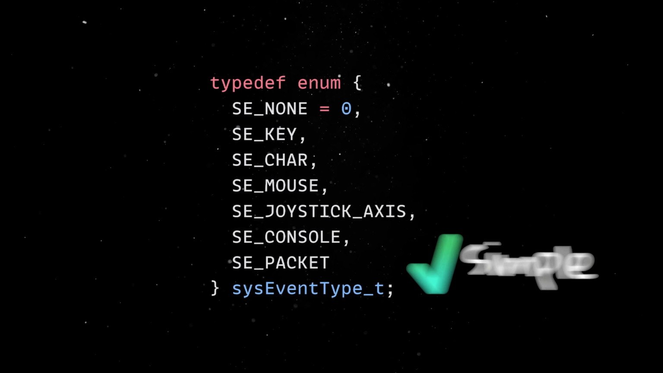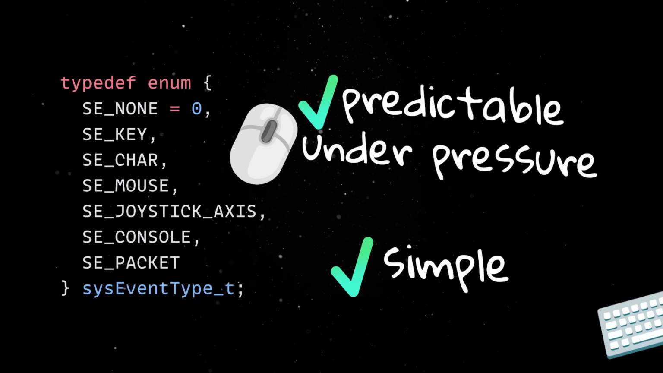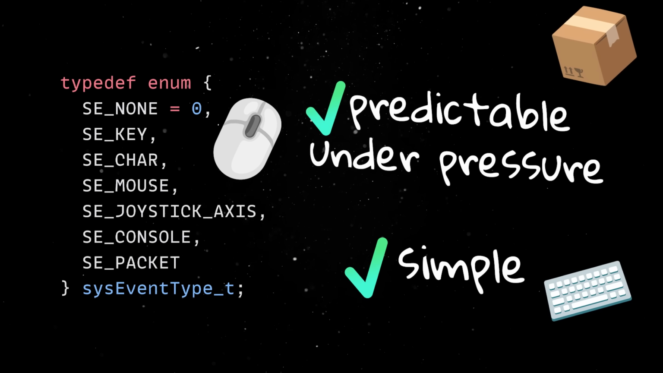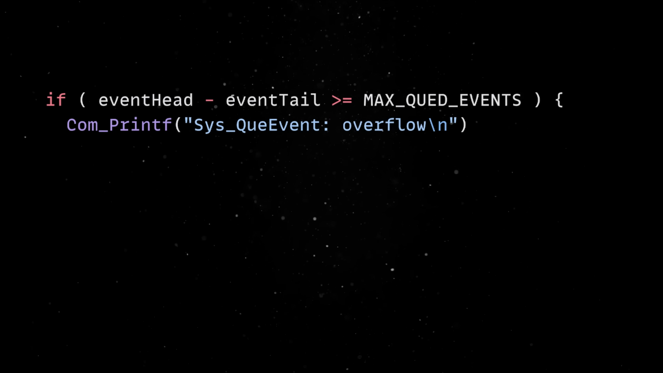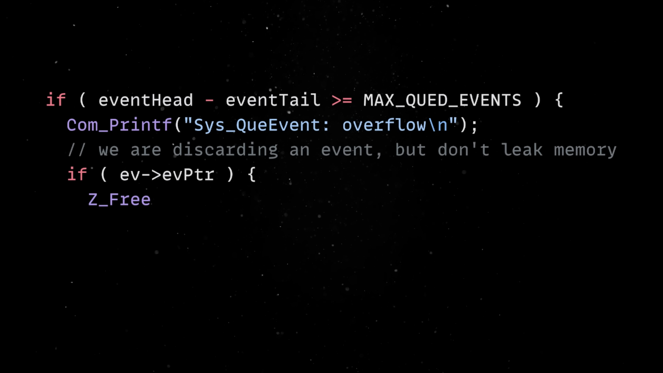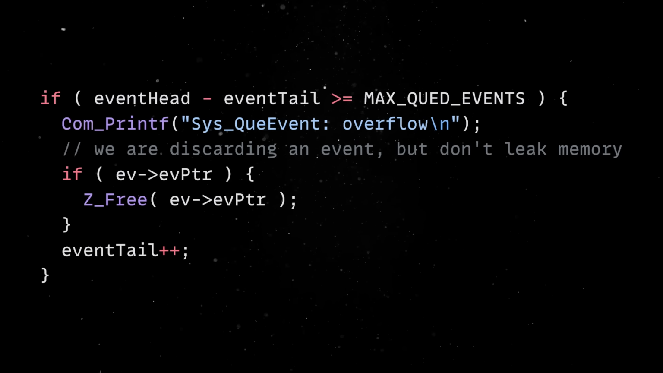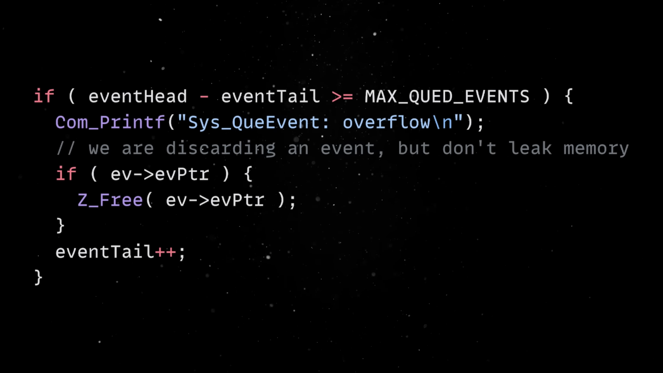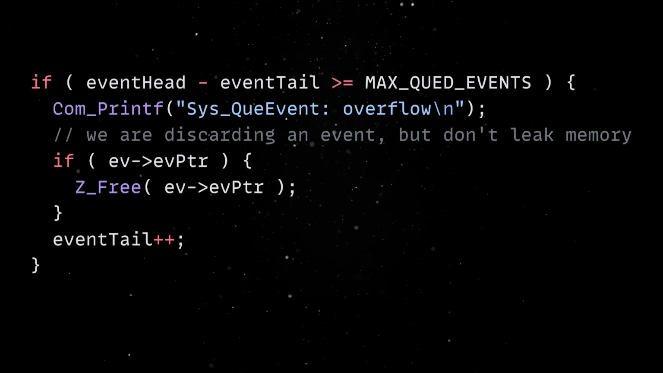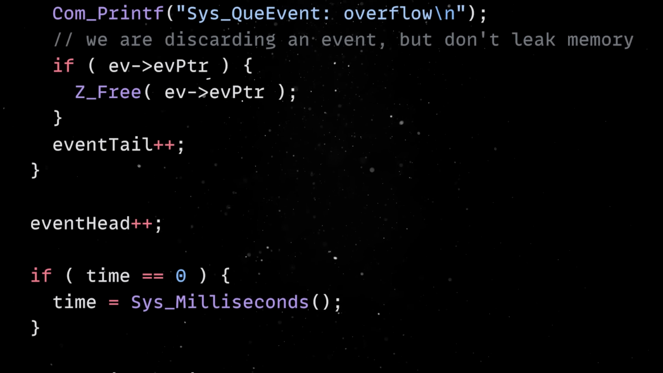The structure was simple enough to remain predictable under pressure, which mattered because mouse input, keyboard events, and incoming network packets could all arrive faster than the engine could process them. When the queue became full, Quake 3 discarded the oldest event to make room for the newest one. Before using that slot, however, the engine checked whether the event contained a dynamically allocated data block, which was commonly required for larger payloads such as network packets. The memory was released before the tail advanced, preventing discarded events from slowly leaking memory during an overflow.